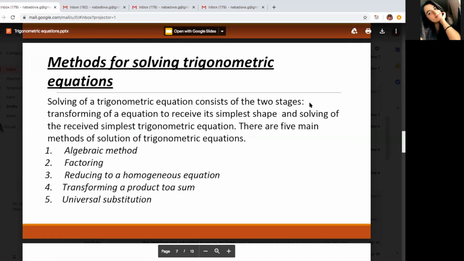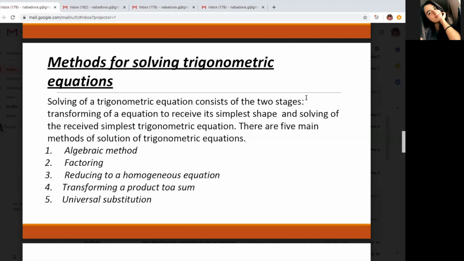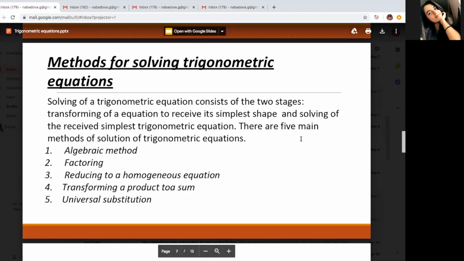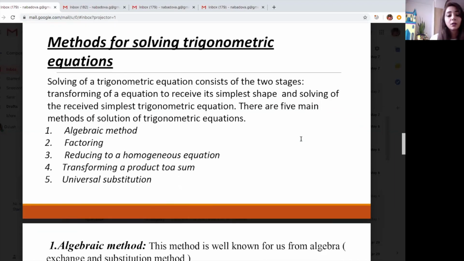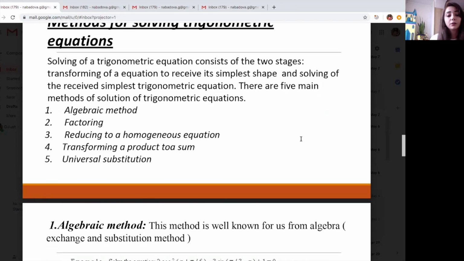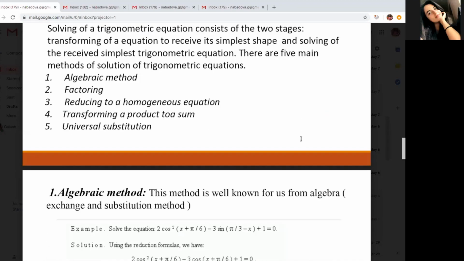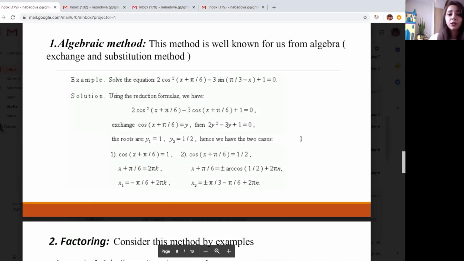Solving a trigonometric equation consists of two stages. First, transforming the equation to receive its simplest shape, and second, solving the simplest trigonometric equation. There are 5 methods for solving trigonometric equations. First of all, the algebraic method. Next page. This is the algebraic method. You gave an example and solution, the strategy for the algebraic method. And the second is factoring.